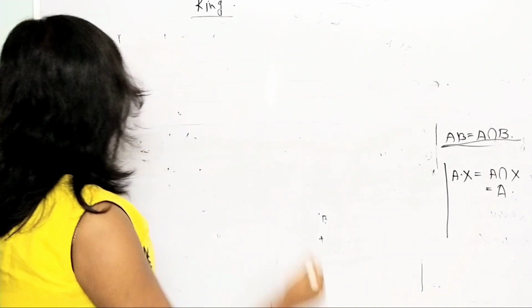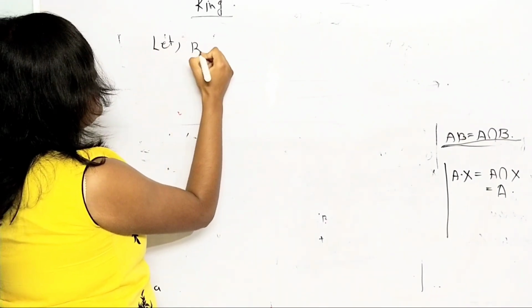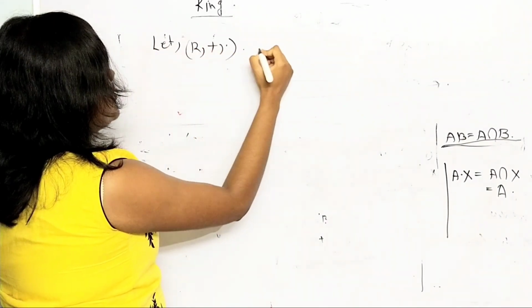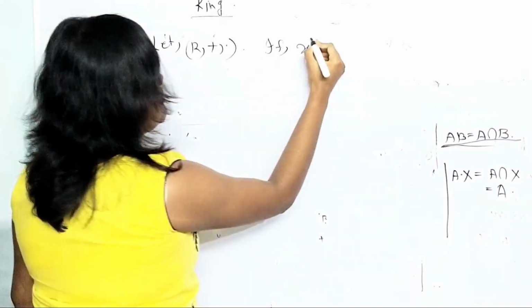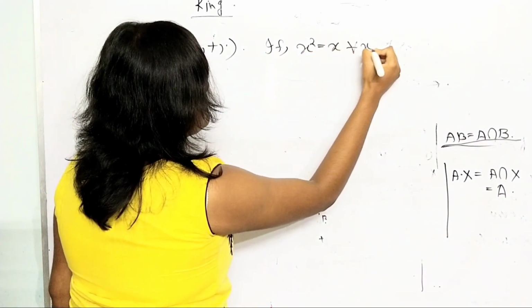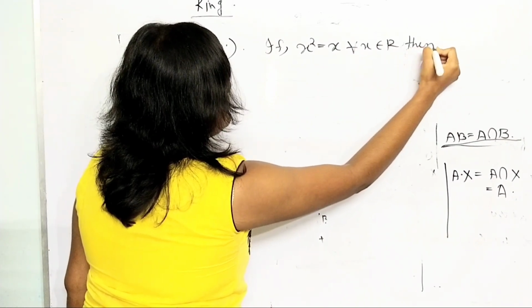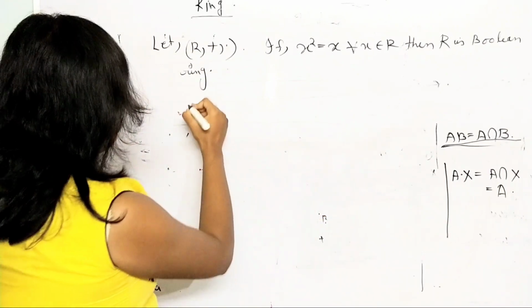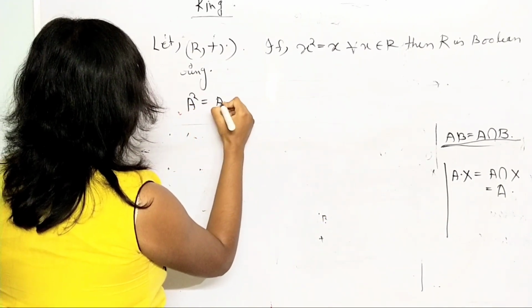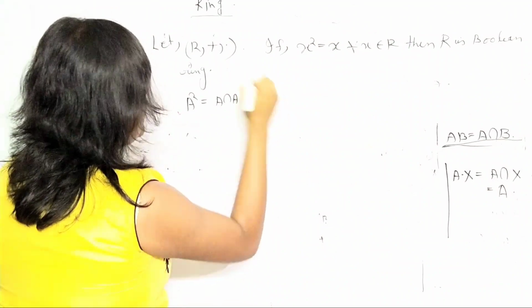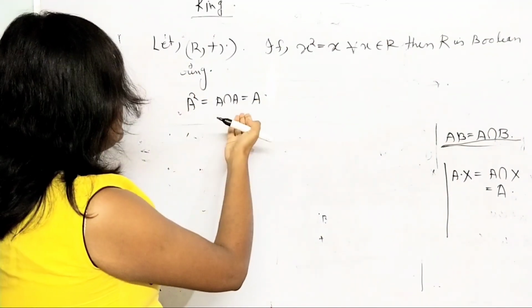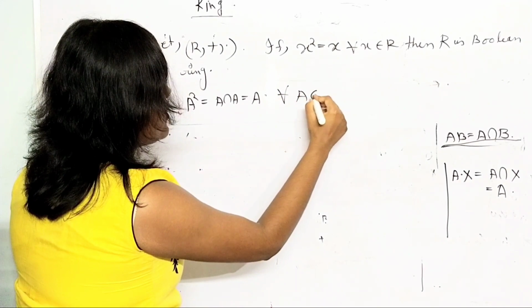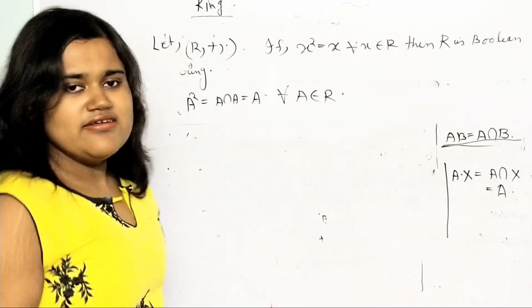तो चलिए देखते हैं. Let R plus dot be a ring. Okay, if x square equals to x for all x belongs to R, then R is Boolean ring. So here A square means A intersection A equals to A. Okay, so clearly A square equals to A for all A belongs to R, hence this is a Boolean ring.